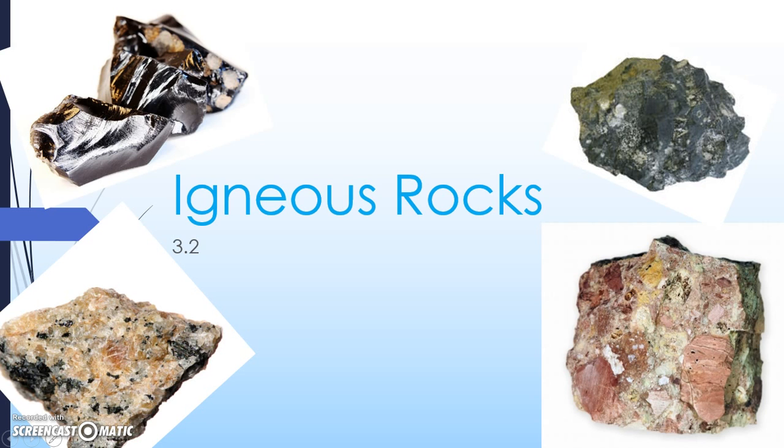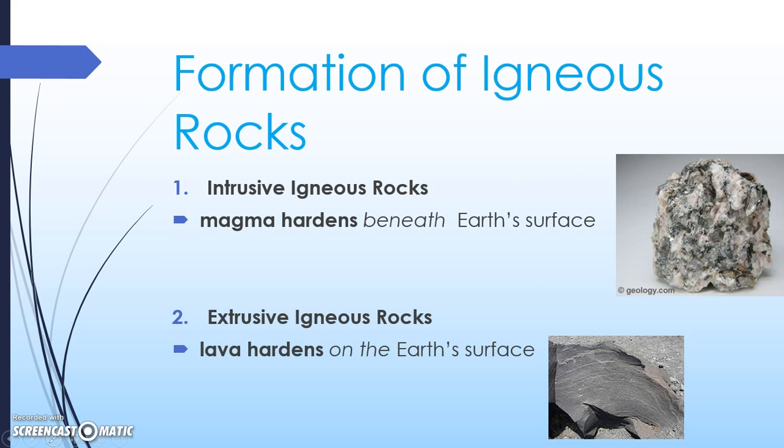So Chapter 3, Section 2, igneous rocks. How they are formed. There are two different kinds. There are intrusive or there are extrusive. The intrusive igneous rocks form beneath the Earth's surface when magma hardens. The extrusive igneous rocks form outside of the Earth's interior, so on the outer part of Earth's surface, on the crust, when lava hardens.